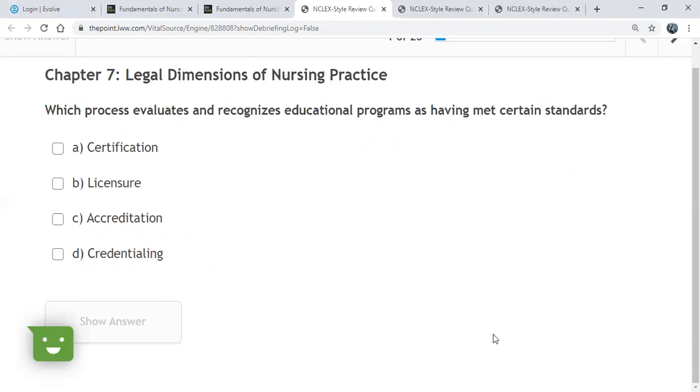Okay, what process evaluates and recognizes educational programs as having met certain standards? A. Which one? Come on. D, credentialing. Accreditation. It's C. Accreditation.